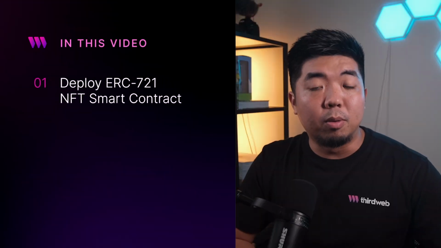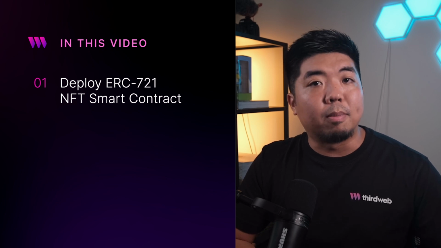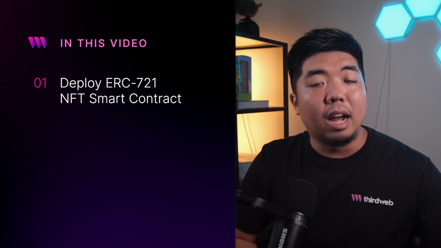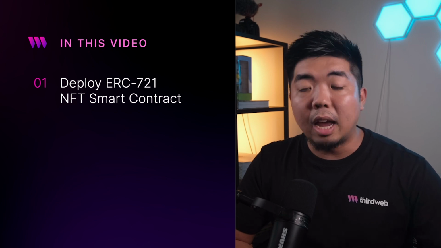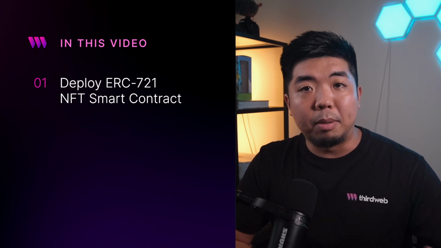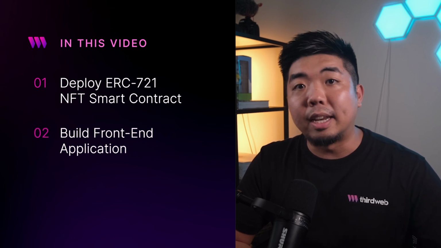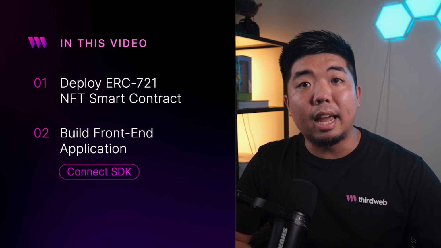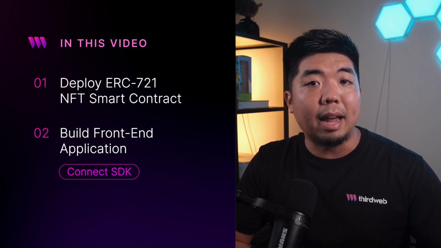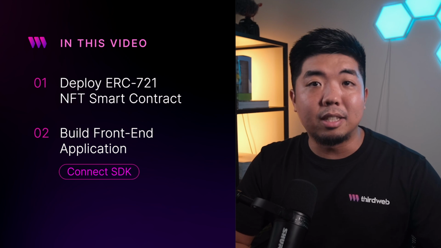An overview of what we're going to be covering: we'll first deploy our very own ERC-721 NFT smart contract. We'll go over some of the information like how to deploy the contract, how to set up your NFT metadata, what an ERC-721 token is, and we'll get all of that prepared for building out our NFT claim. Then we'll jump in, build our very own front-end application for our NFT claim. We'll be using thirdweb's Connect SDK, and we'll be building out the NFT claim app like you saw in the beginning of the video.